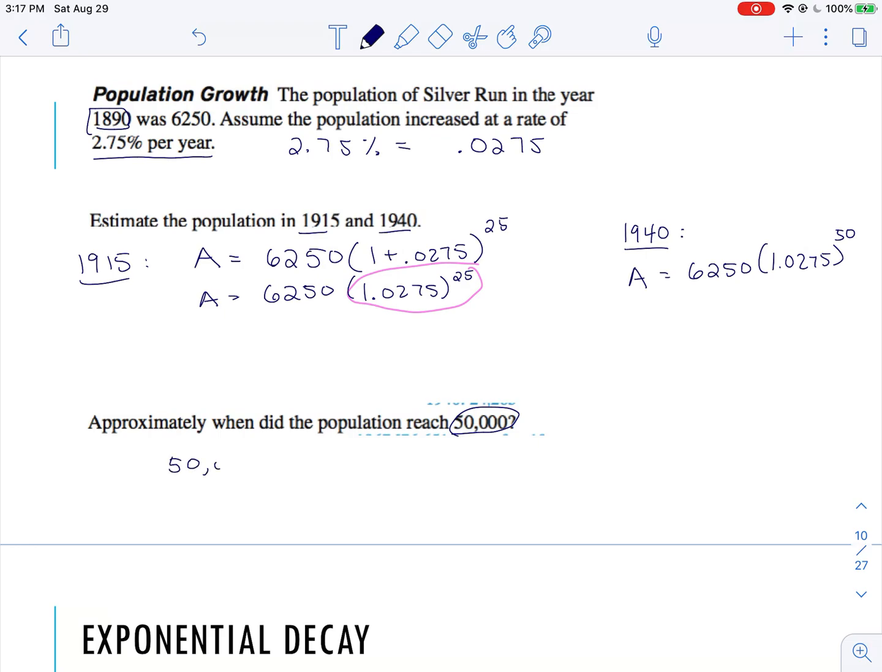So we want our final population to be 50,000. And then the original population was 6,250, and then we have 1.0275 raised to the t. We're going to solve that for t. So if you guys remember how to do this, or you can guess and check at this point in time, you're going to have to use logarithms to solve this. So we'll come back to this problem after we relearn about logarithms.